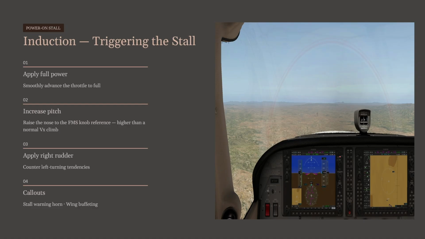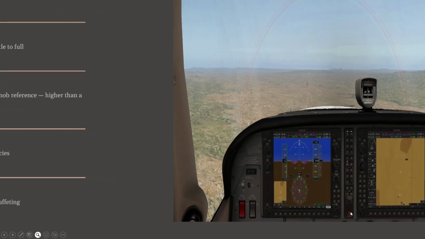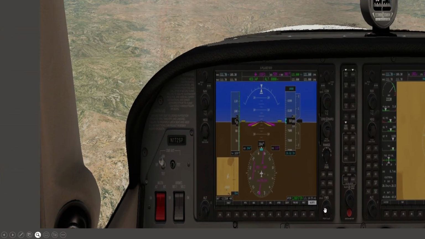Alright, now we are going to induce the stall. When your airspeed is around 55 knots, smoothly apply full power and begin to increase the pitch. Bring the nose up until the horizon comes up near the FMS nope reference. Let me zoom here. So FMS nope is this one.